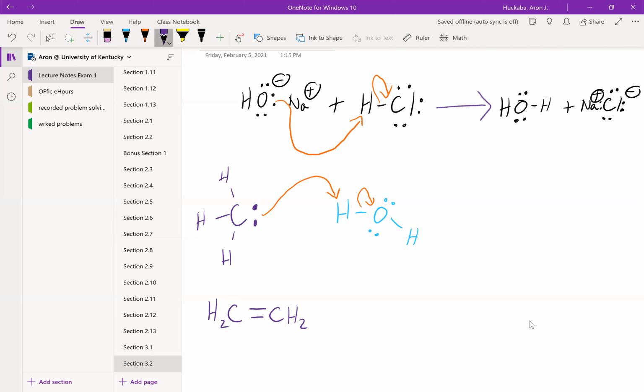give products of the reaction. In this case, now we have methane plus OH minus.